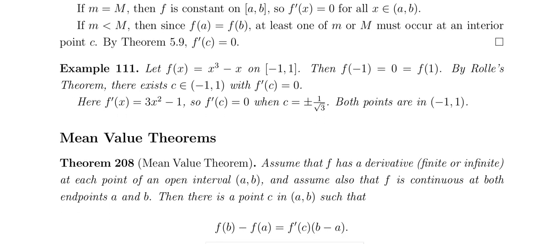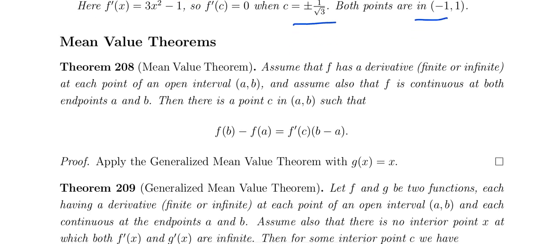For this example, f of x equal to x cube minus x, defined on minus 1 comma 1. Here f of minus 1 and f of 1 are the same. The function is continuous and differentiable in the open interval minus 1 comma 1, and continuous because it is a polynomial function. So we can apply Rolle's theorem. There exists some point c belonging to minus 1 comma 1. The derivative f dash of x is 3x square minus 1. So f dash of c equal to 0 means 3 c square minus 1 equal to 0. So c equal to plus or minus 1 by root 3. Both points are in minus 1 comma 1. So c equal to plus or minus 1 by root 3.